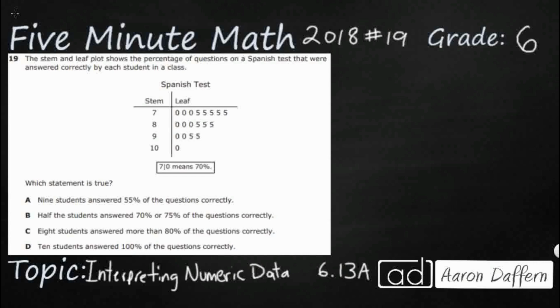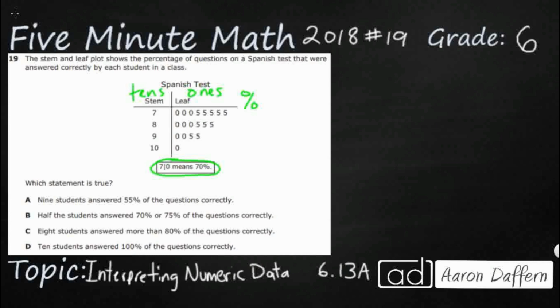So we have a stem and leaf plot that shows the percentages correct on a Spanish test. All we simply need to do is to interpret the stem and leaf plot and to figure out which of these four statements is correct. Most important part is this key right here. A 7 in the stem and a 0 in the leaf means 70%. So we do have to realize that we're dealing with percentages, but besides that little change, it's going to be pretty simple. The stem is going to act as our tens place. The leaf is going to act as our ones place.